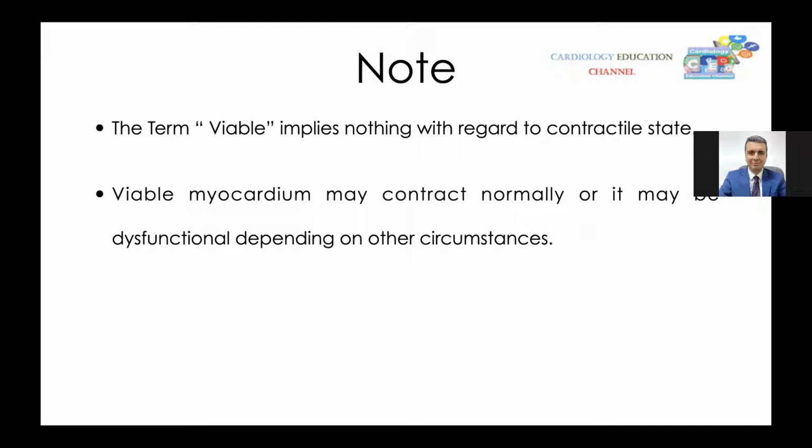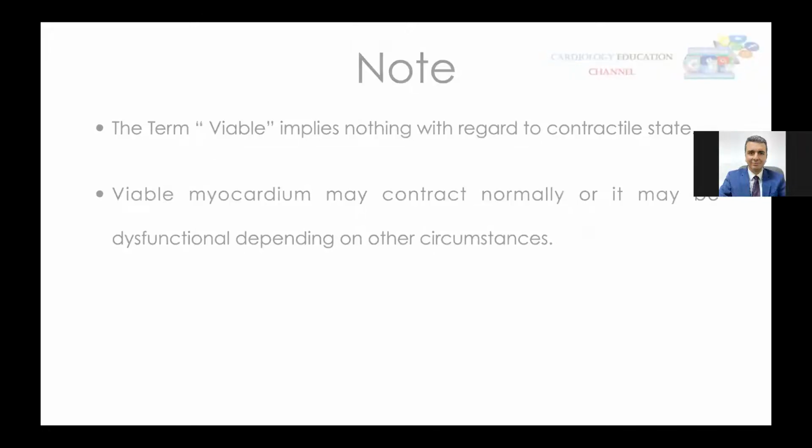And we should note that the term viable implies nothing with regard to the contractile status. So you may have a viable myocardium, but it's not contracting. And you may have a viable myocardium that is well contracting without any wall motion abnormalities. So you have a discrepancy between those terms.